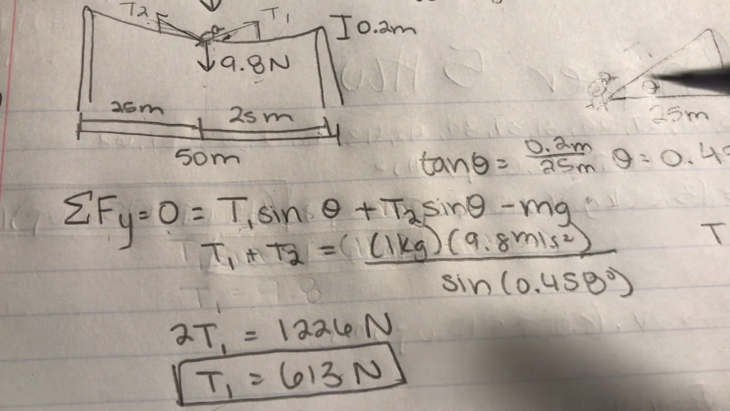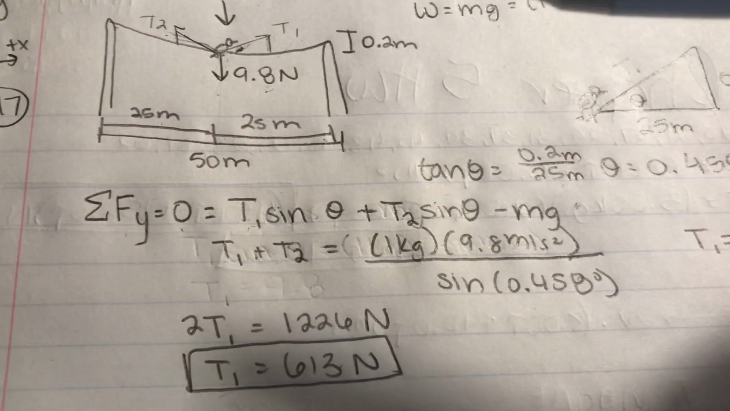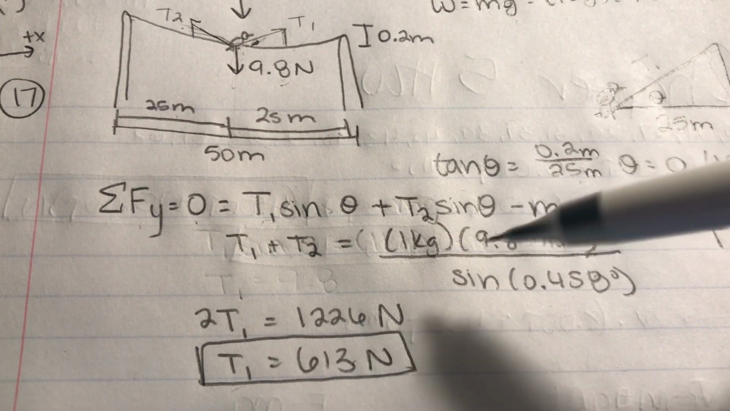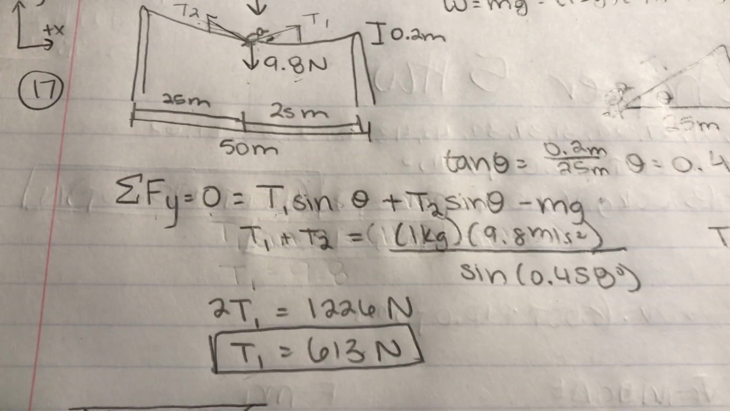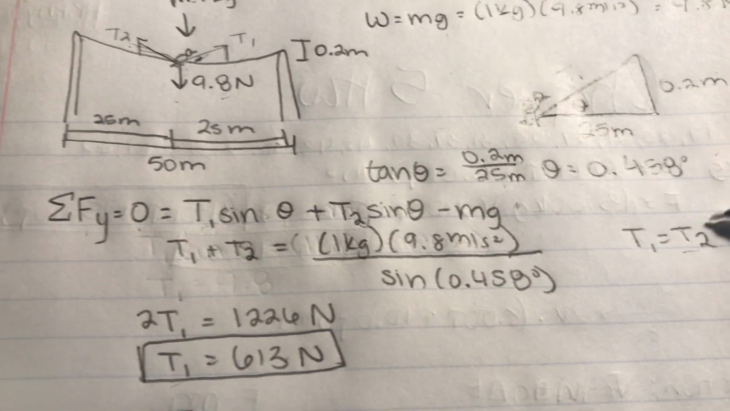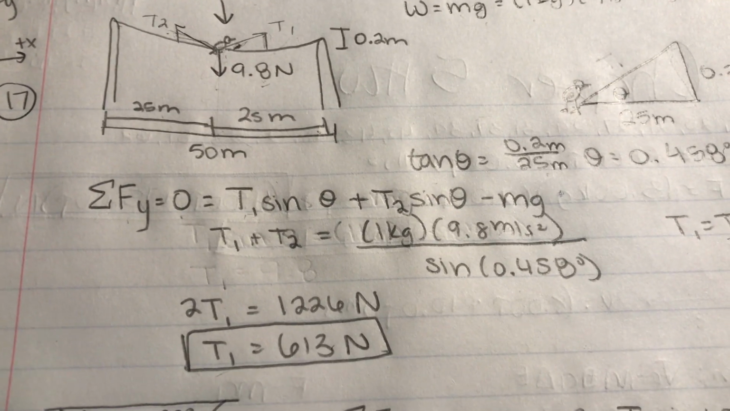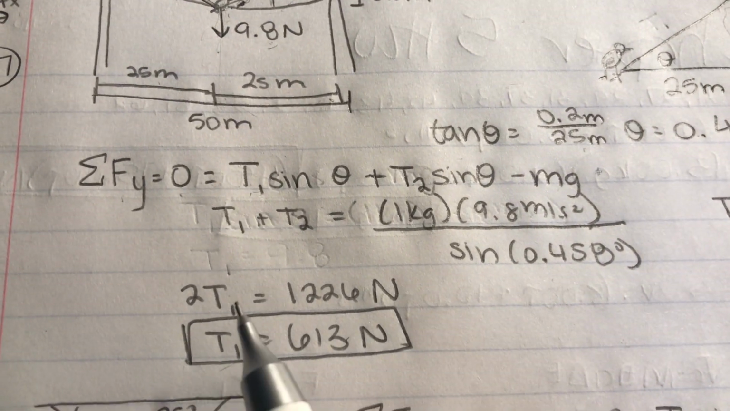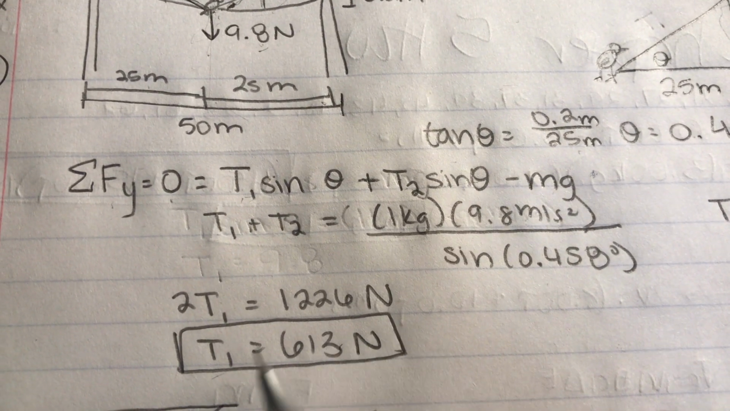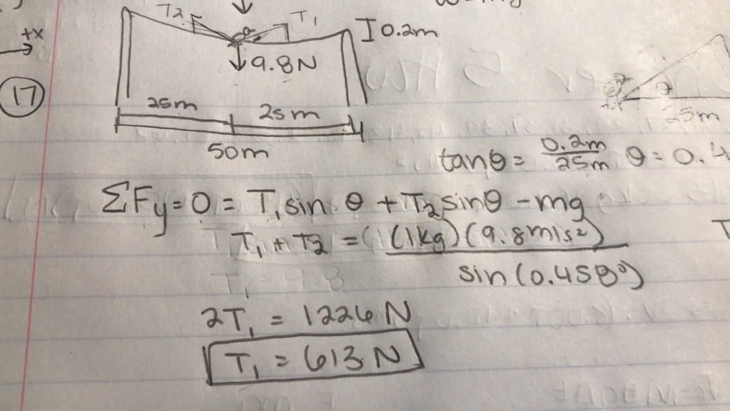So we can move mg onto the other side and factor out T1 and T2, and so T1 plus T2 is going to be 9.8 newtons divided by sine 0.458 degrees. And like I said earlier, we also know that T1 is equal to T2 because the bird is exactly in the middle of the two poles. So once we substitute T for both, we get 2T is equal to 1,226 newtons, divided by 2, and we get that the tension in the wire is 613 newtons, which is your answer.